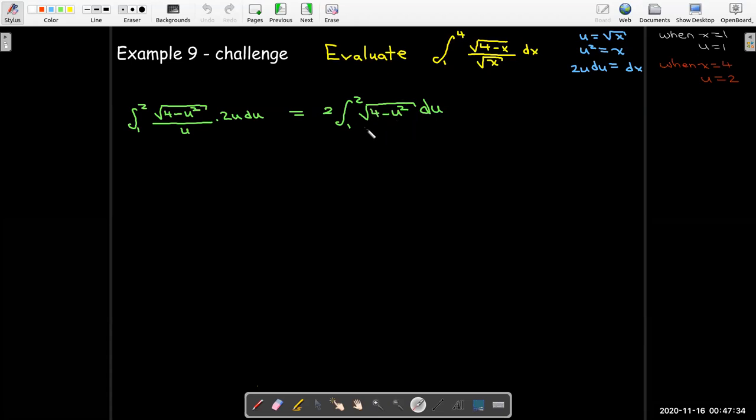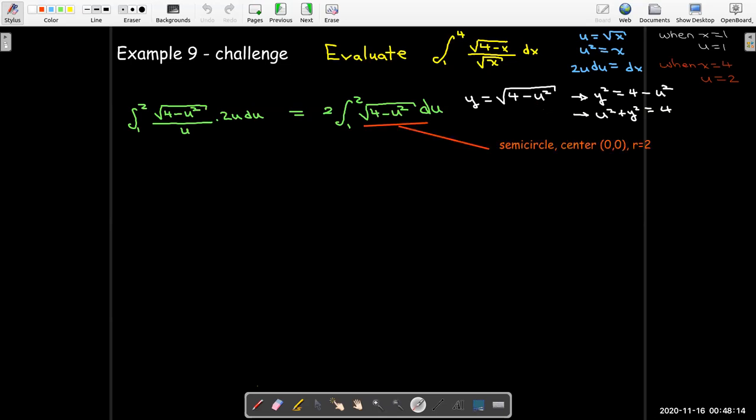Let's see if we recognize this curve, y equals radical 4 minus u squared. Well, if I square both sides, I'll have y squared equals 4 minus u squared. And then adding u squared to both sides, I'll get u squared plus y squared equals 4. Now that's the equation of a circle centered at the origin with radius 2. Now in the integrand, I only have the top half of the circle because the radical always denotes the positive square root. So I have a semicircle as my integrand, and it's centered at 0, its radius is 2.